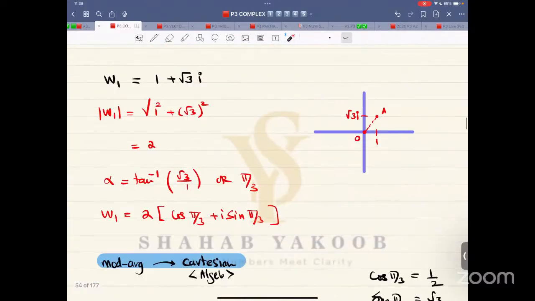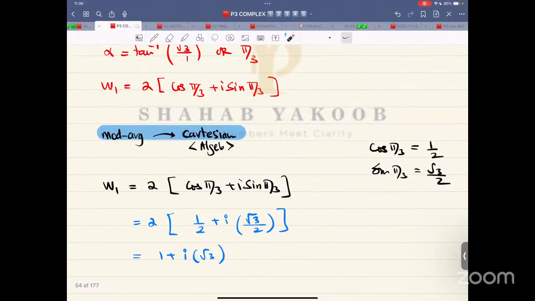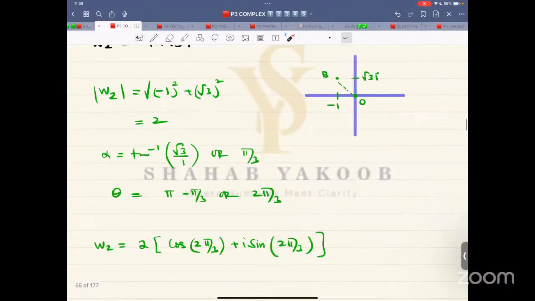And then different kinds of questions can come. How do you convert from modulus argument form to Cartesian form? Just plug in the values, open up the bracket, and get the Cartesian form.